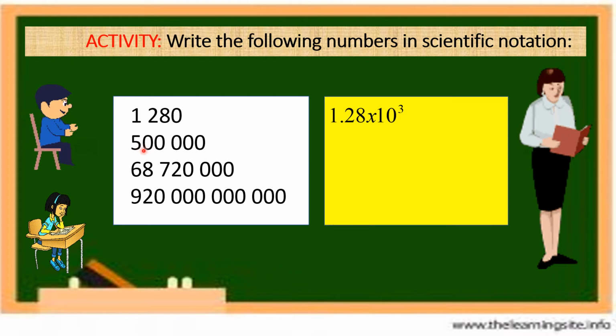We have 500,000. So we have the decimal point here. That is 5 times 10, 1, 2, 3, 4, 5. 5 times 10 raised to the fifth power.